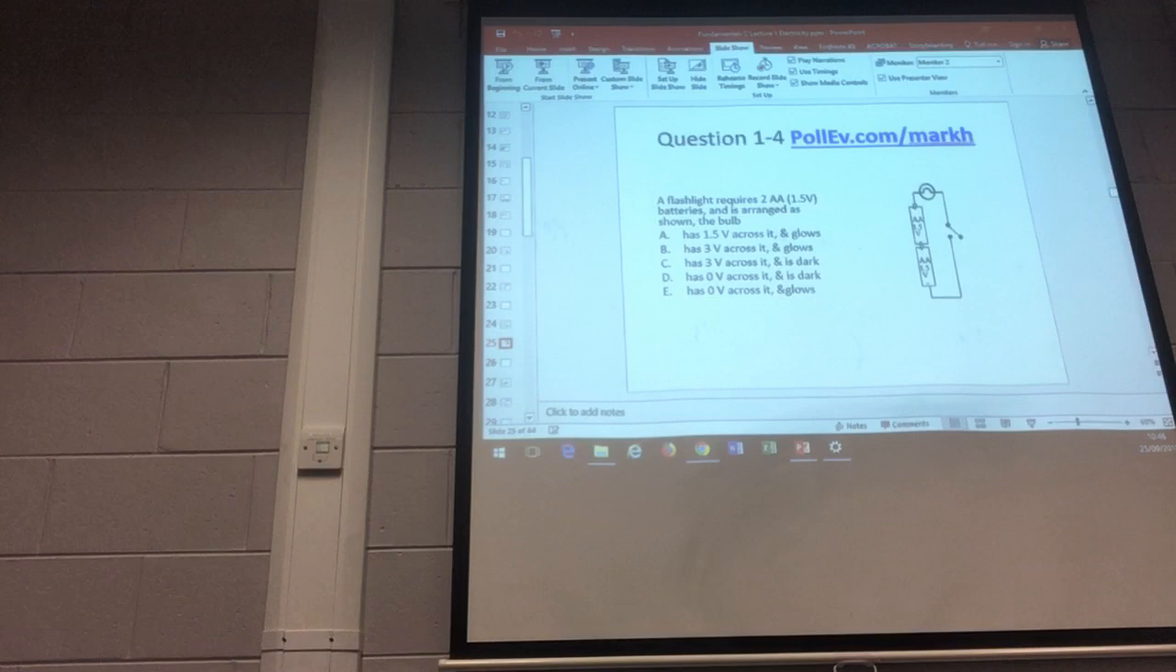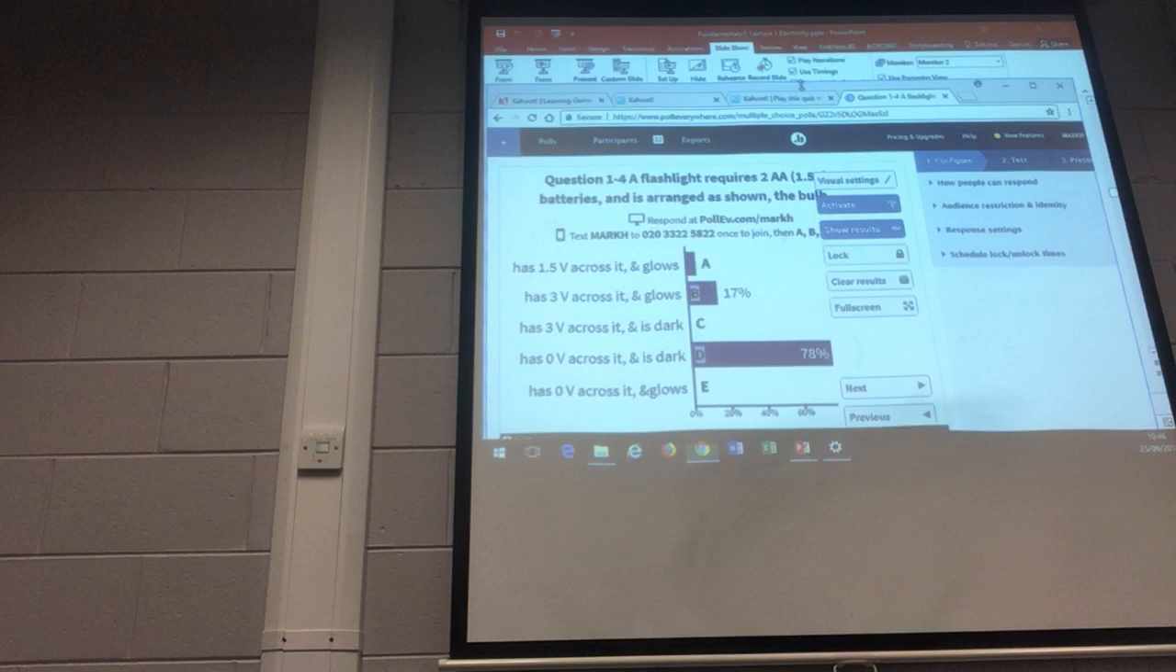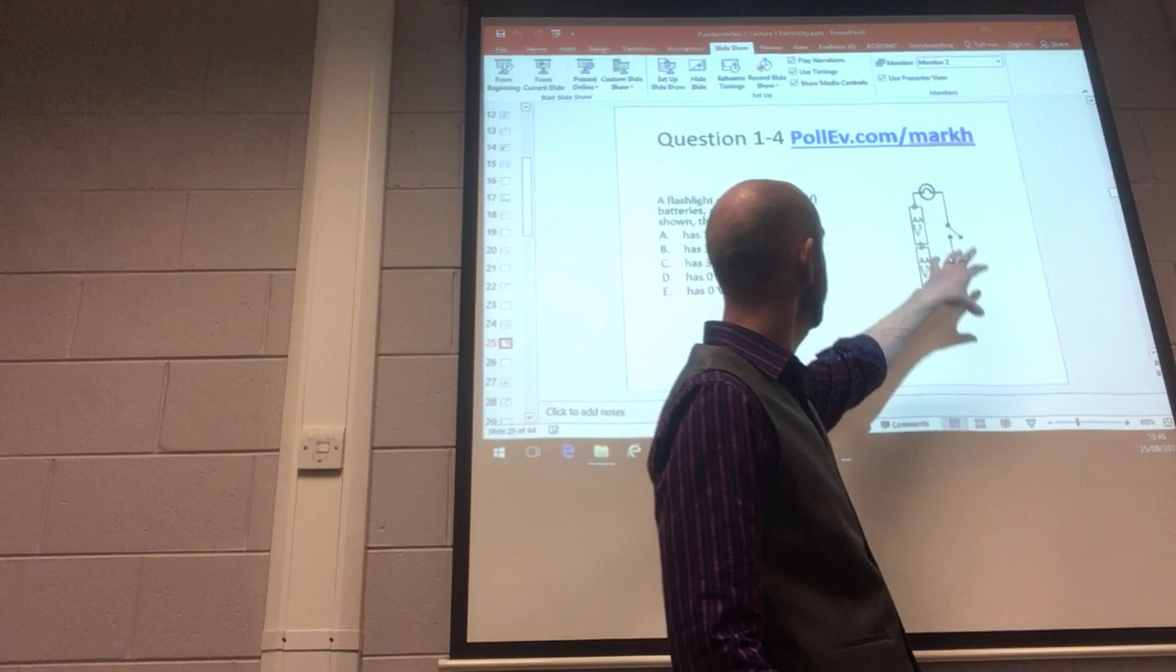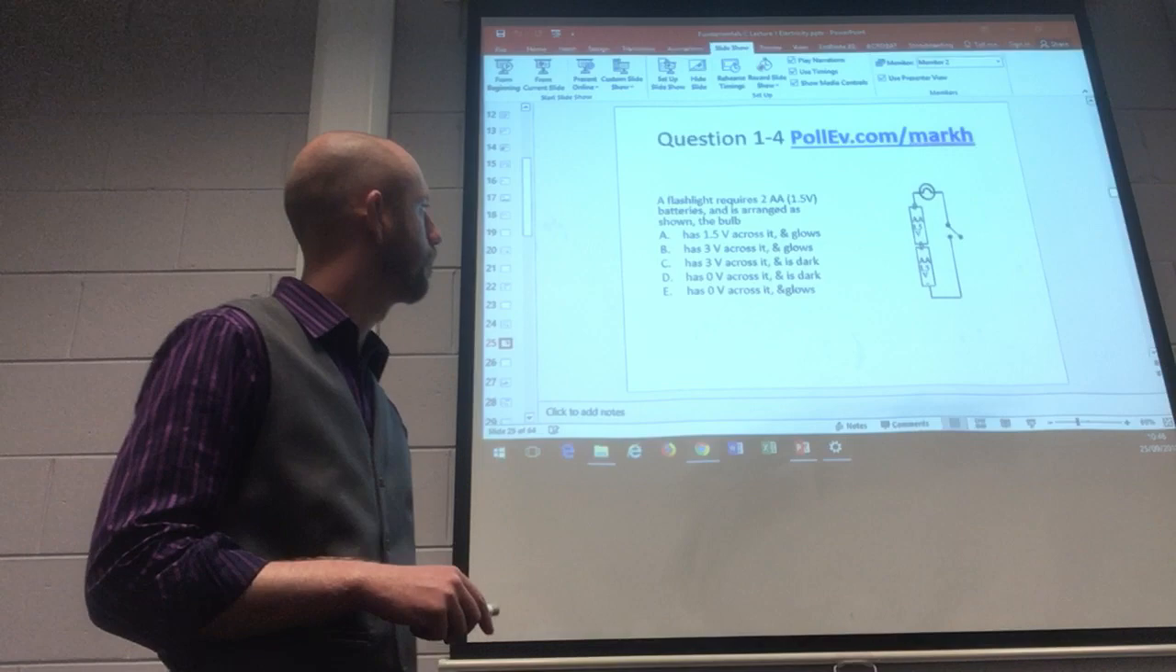Okay, so that's fairly clear. So you guys already know all these concepts pretty well. So in this situation, the bulb, because this isn't connected up, is going to be 0 volts across it. And of course, it's going to be dark as well.